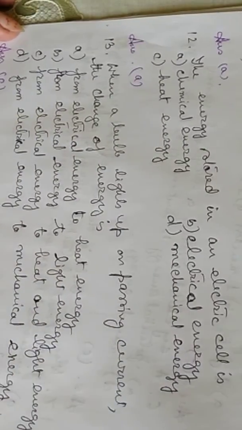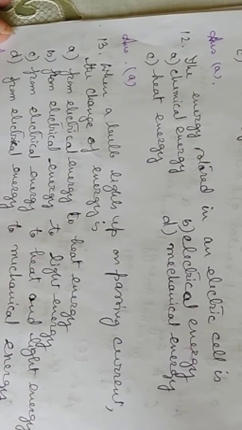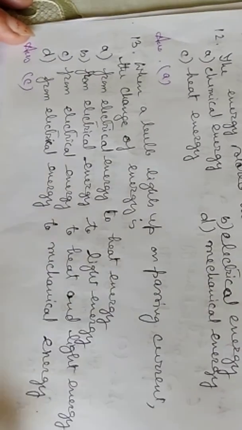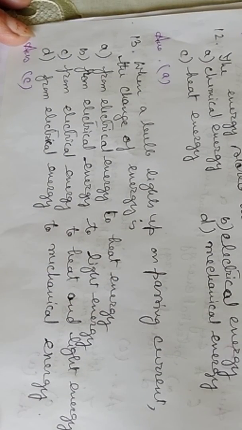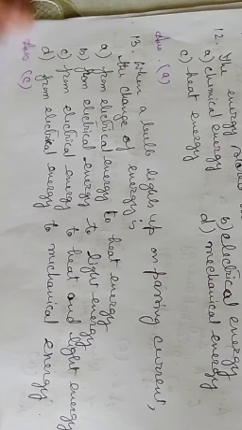When a bulb lights up on passing current, the change of energy is from electrical energy to heat energy, from electrical energy to light energy, from electrical to heat and light, from electrical to mechanical. So when the bulb lights up after passing current, the electrical energy changes into heat and also light energies. Mainly it is light energy. Some amount of heat energy is also being transformed.